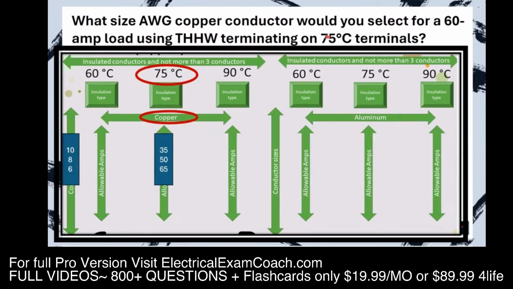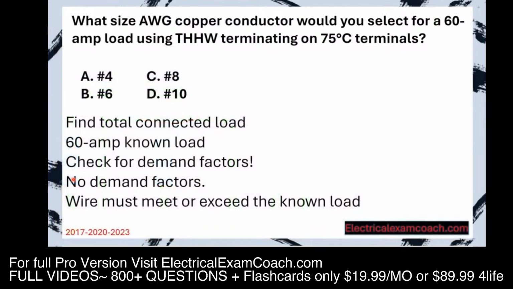What are my terminal ratings? They are 75 degrees C. What is my known load? 60. I'm going to start down the 75-degree C column until I find a wire that covers the known load, and then I'm going to use a straight edge to come over and select my size wire. And in this case, you would put it on a 6-gauge wire. We go back and we select B. Great job.